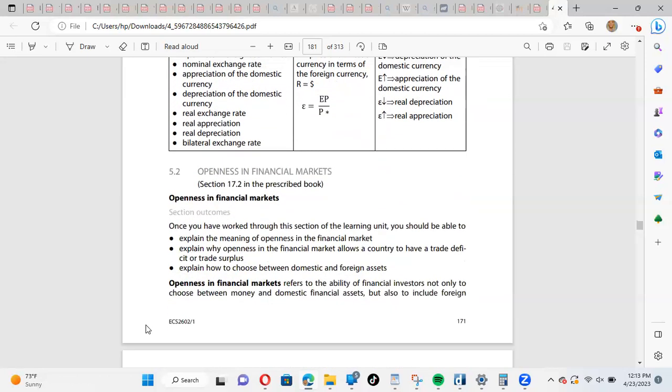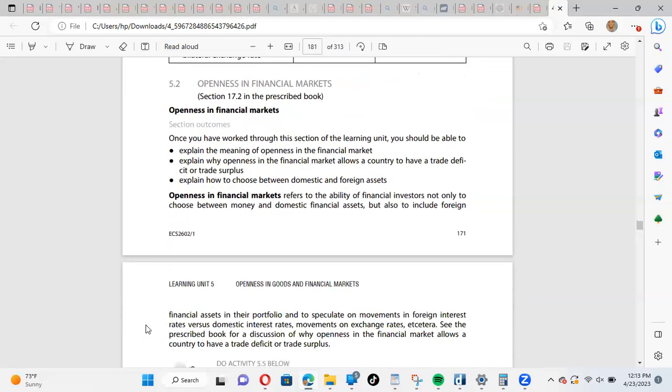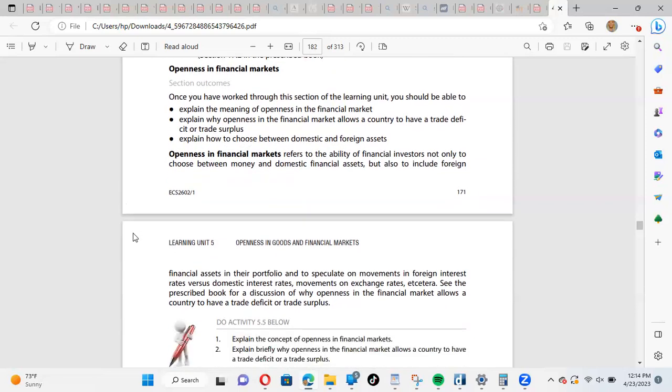Right. So let's move on from this one and talk about openness in the financial markets now. So once we have worked through this, we need to explain the meaning of openness there, and then explain openness in terms of the trade deficit and the trade surplus. There was a lot of this in the assignment. Then explain how to choose between domestic and foreign assets. Okay, this again, you'll definitely get a question on this.